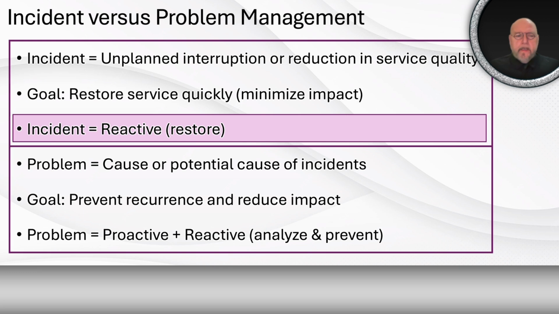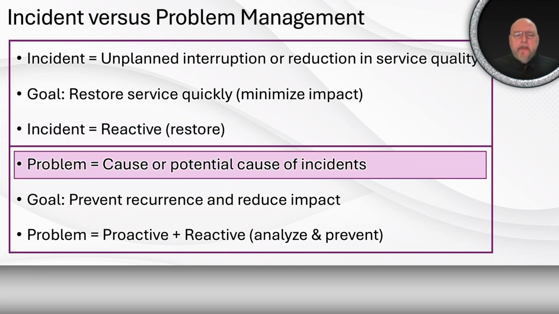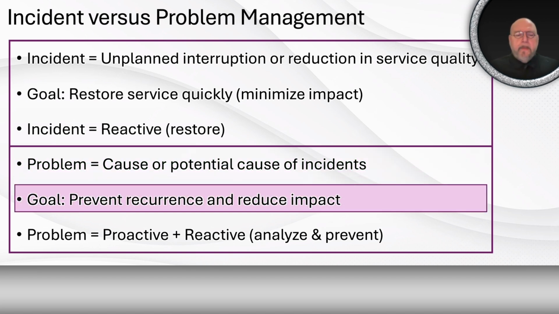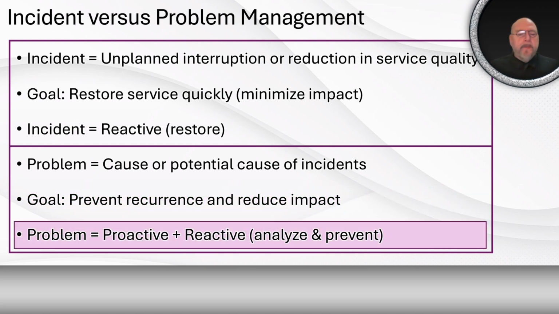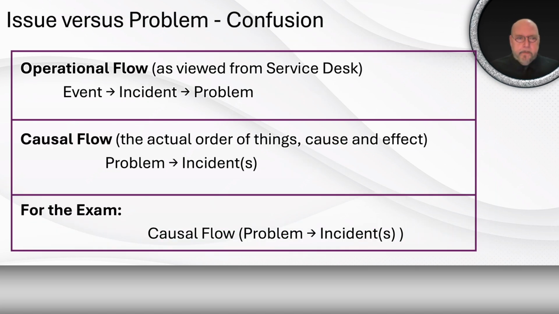A related item is our problem. The problem is the root cause or potential cause of incidents. The goal when we do problem management is to prevent recurrence and reduce impact. If you're having repeated incidents, there's a good chance you need to spend more time doing problem management. A problem is proactive and reactive. We analyze and we prevent.